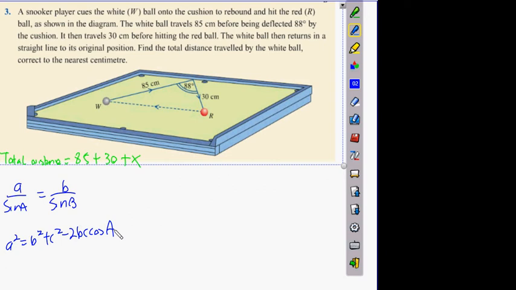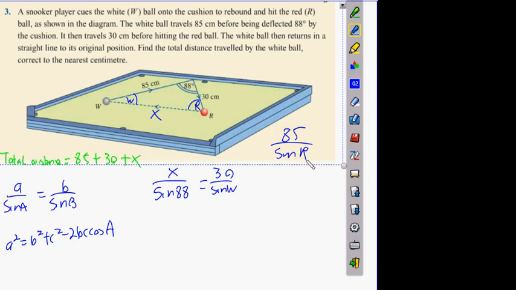Lads, we're going to start with the sine rule. We're going to label all the angles. We're going to label this one W and this one R. Let's try the sine rule out. So what would be a good sine rule? We're looking for the length X, aren't we? X over sine 88 equals, pick one, 30 over sine W. We also could have tried to use 85 over sine R.